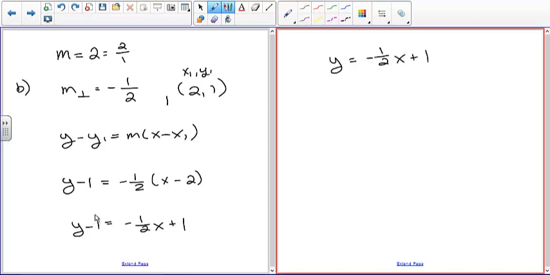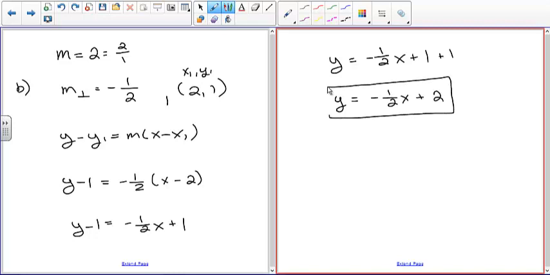So this is the -1 moved to this side, so it becomes +1. So you get y is equal to -1/2 x plus 2. So there you go. That's the equation of a line that's perpendicular to the original line because it has a negative reciprocal slope and goes through the point (2, 1).